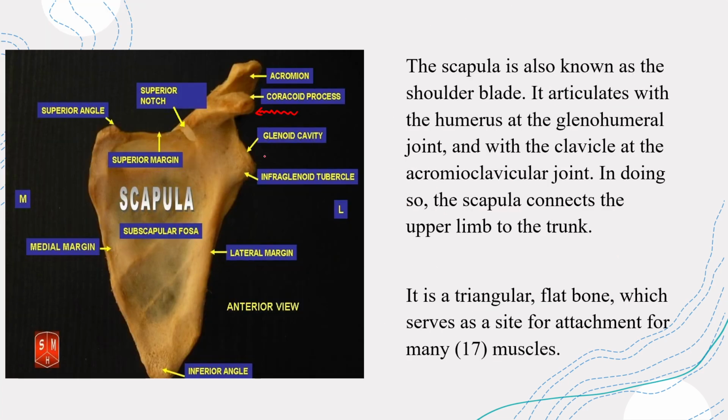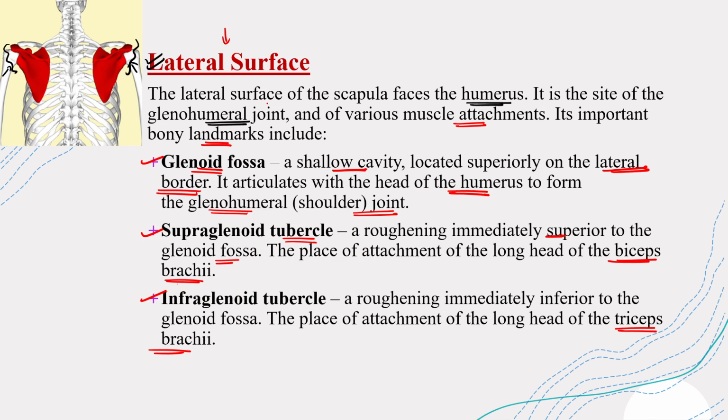So this tubercle is your inferior or infraglenoid tubercle, and this tubercle is your supraglenoid tubercle, and this cavity is your glenoid cavity or glenoid fossa. Clear? So this is the lateral end where your humerus gets connection with your scapula.